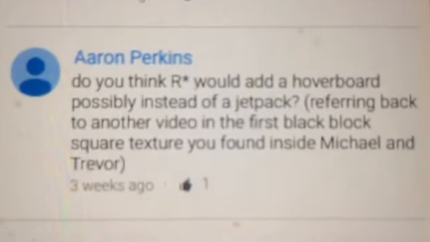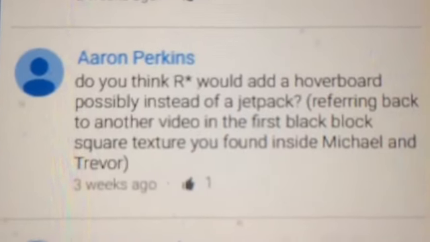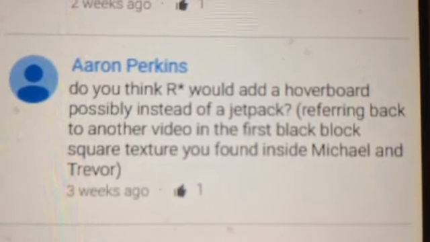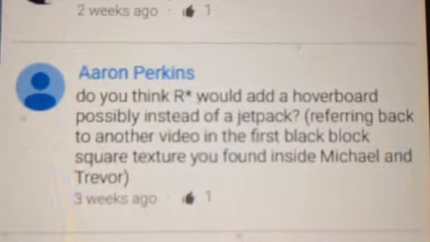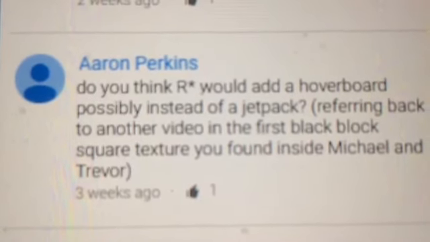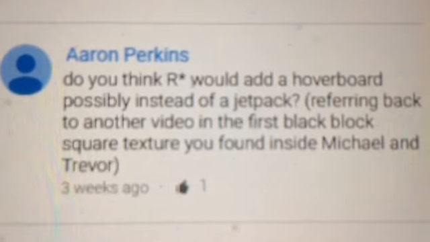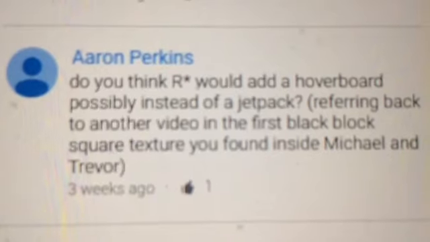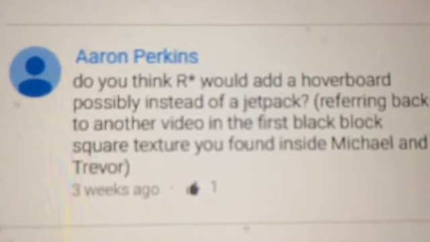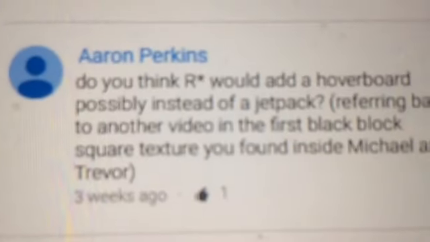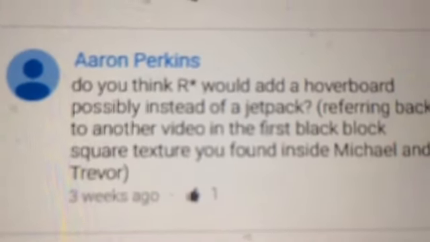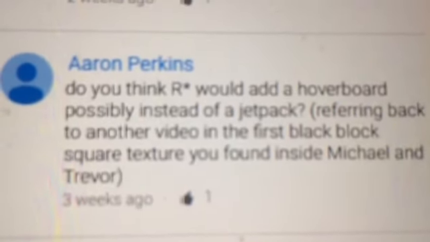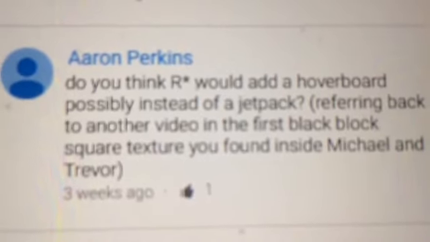Now, the next mystery-based question here is from my boy Aaron Perkins, who asks, do I think Rockstar would add a hoverboard instead of a jetpack? And this is referring back to a Confirming Triggers video where I referenced the Back to the Future hoverboards and why it could possibly be correlated to the bottom panel of the texture squares that we found within the characters. Now, what I feel is that we cannot exclude the possibility. We can truly not exclude that possibility. We have to welcome it with open arms because it can only give us more directive as to not only what we're looking for, but as to new possibilities as to gain what we're looking for.